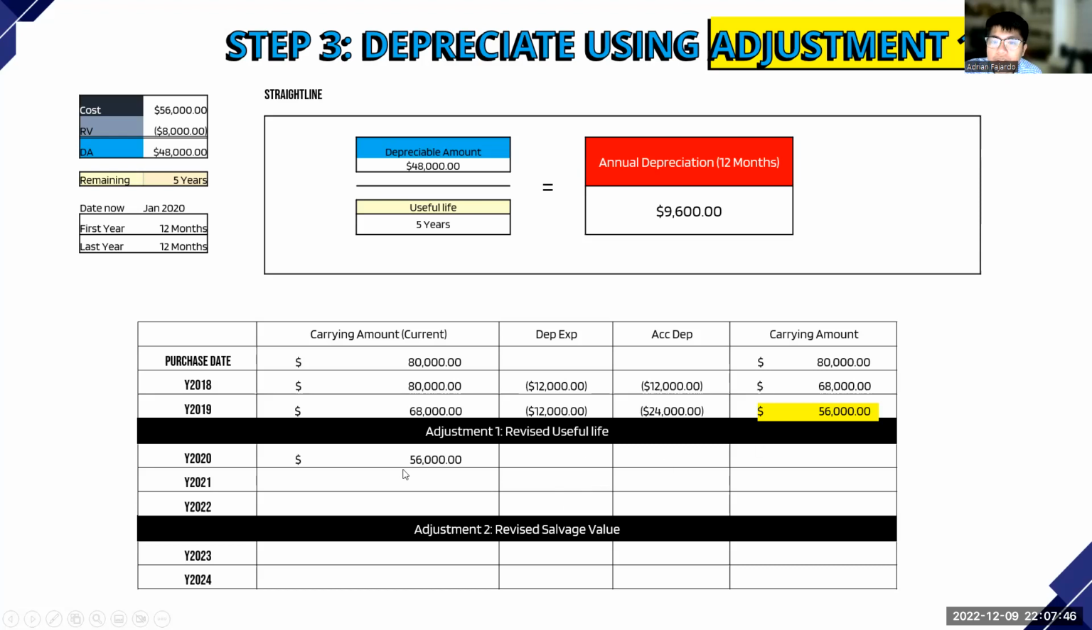So we carry over the 56,000, subtract 9,600, then for the next 3 years, have depreciation expense of 9,600. And then now you'll have 27,200. And then, hati na naman ulit sa timeline. Meron na naman tayong new estimate, which is the revised salvage value.